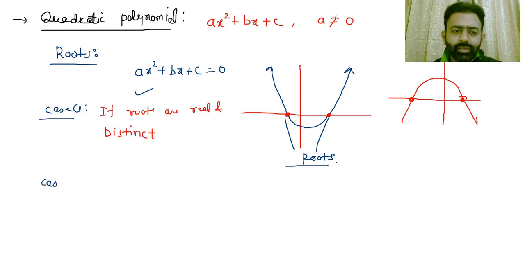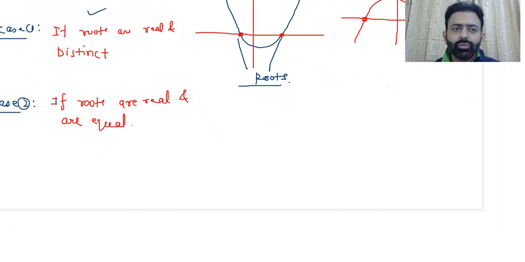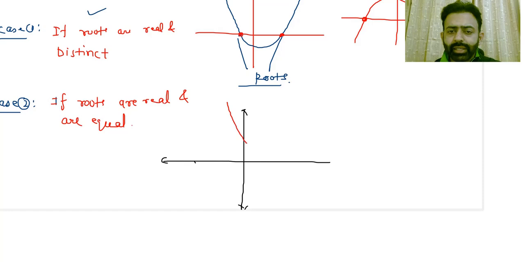Then case 2 can be that the roots are real, meaning roots exist, but they are not distinct, they are equal. So if roots are equal, how will the graph look? Equal roots will be of the type that the graph will not intersect the x-axis, but it will touch the x-axis at a single point.